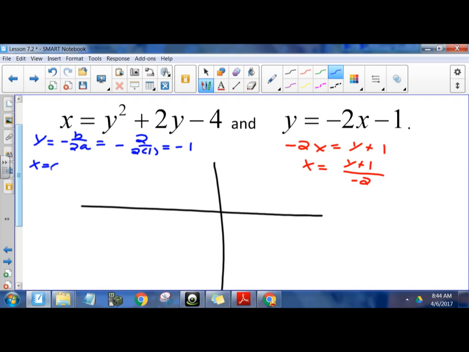So x is equal to negative 1 squared plus 2 times negative 1 minus 4. So I get that x is equal to negative 1 squared is 1, 2 times negative 1 is negative 2, minus 4. So I finally end up with 1 minus 2, which is negative 1, minus 4 is negative 5. That tells me that this horizontal sideways parabola has a vertex of negative 5, negative 1, x comma y.